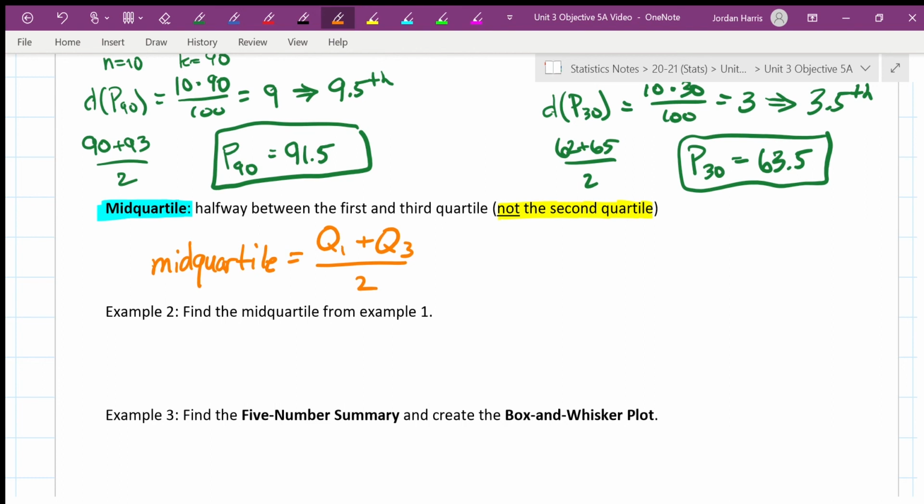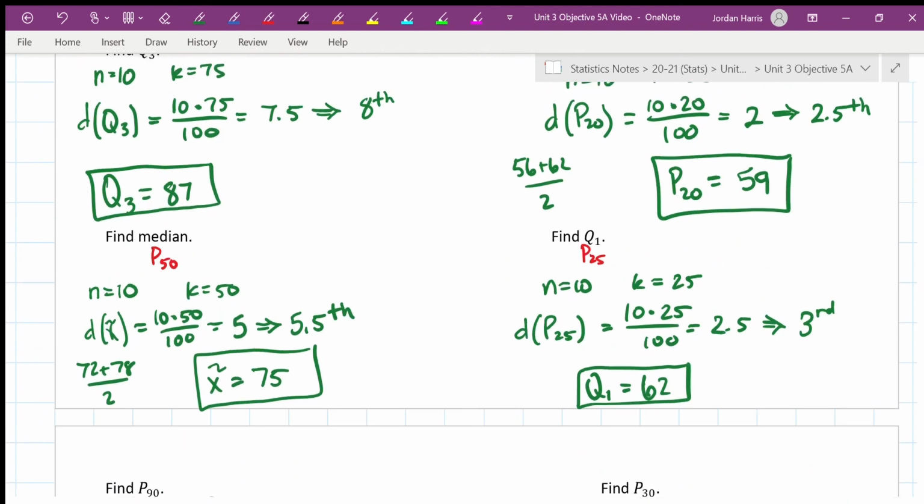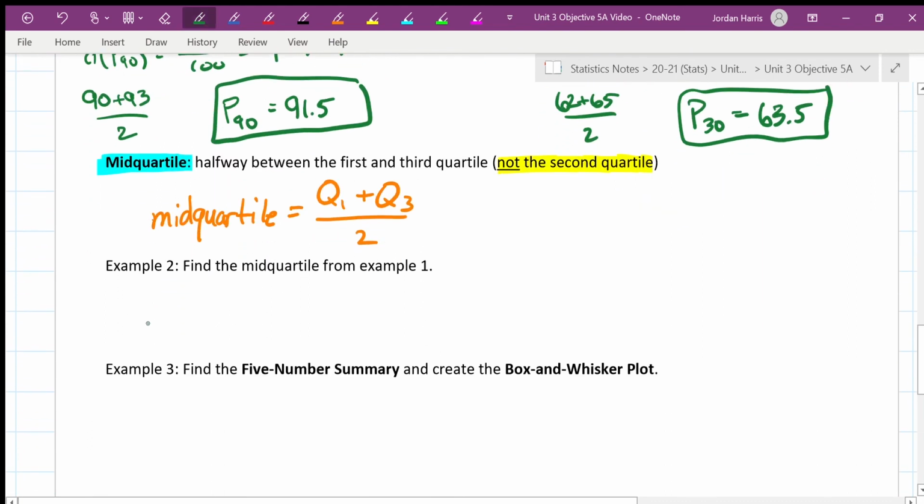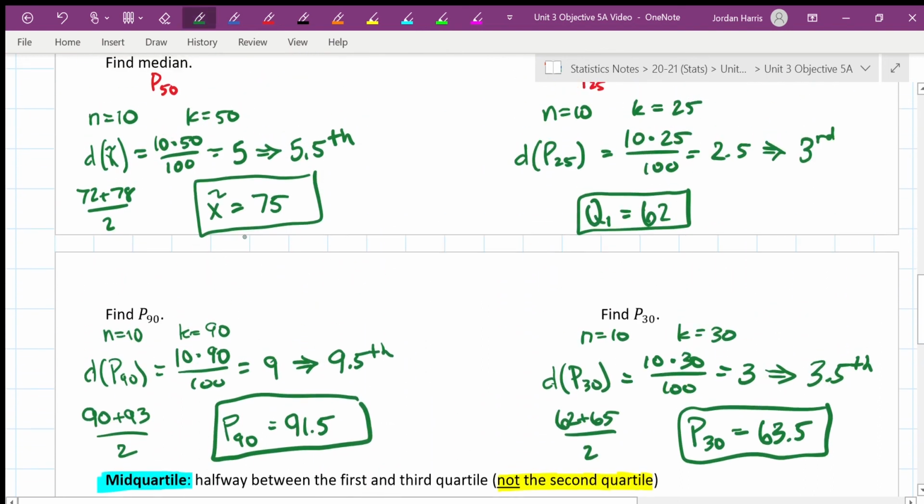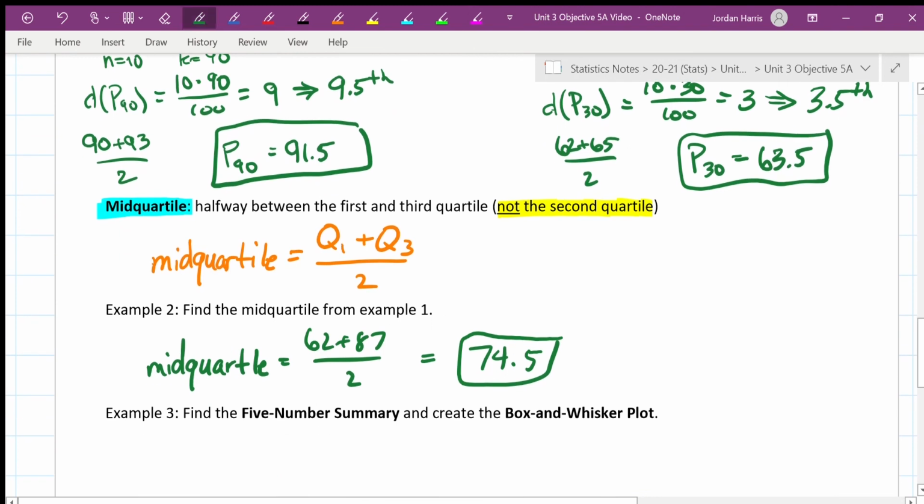Okay, so find the mid-quartile from example 1. So we actually found the first and third. The third quartile was 87. The first quartile was 62. So my mid-quartile is those two added up. So 62 plus 87 divided by 2, which is 74.5. Which, remember, your second quartile is your median. My median was 75. My mid-quartile, 74.5. Those are different. So do not confuse your second quartile and your mid-quartile.